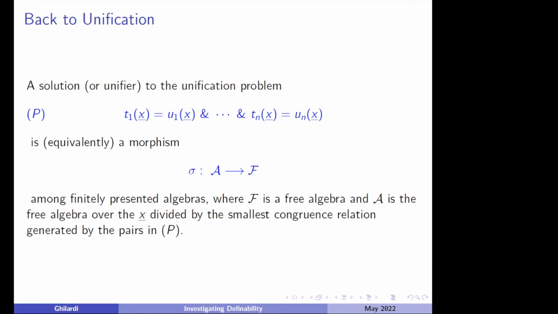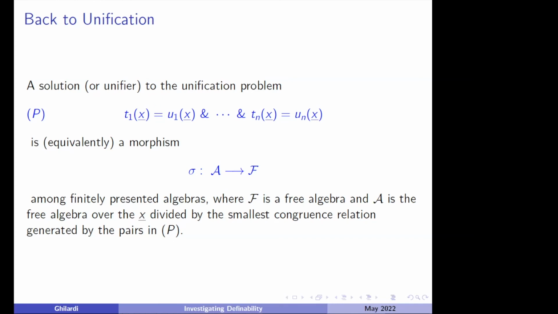Now we have our unification problem. We can reformulate it in the following way. What is the solution of this problem? You take the algebra A, which is the free algebra over X, divided by this congruence. And any map from this algebra into a free algebra is a substitution which solves the problem, and vice versa. Now, if you replace this free algebra with a projective one, nothing changes, because the free algebra is a stack of projective algebras and so on.